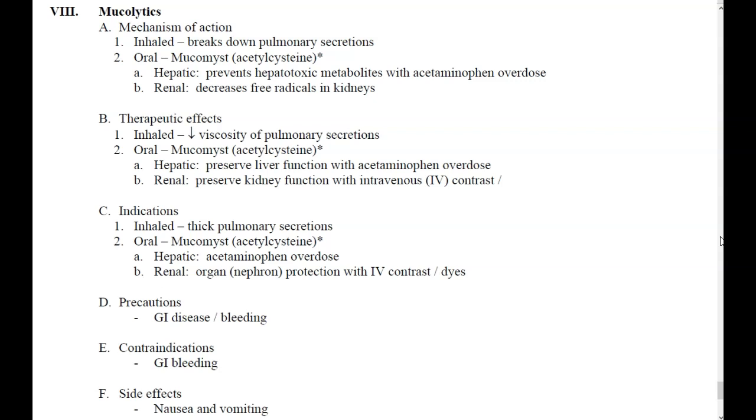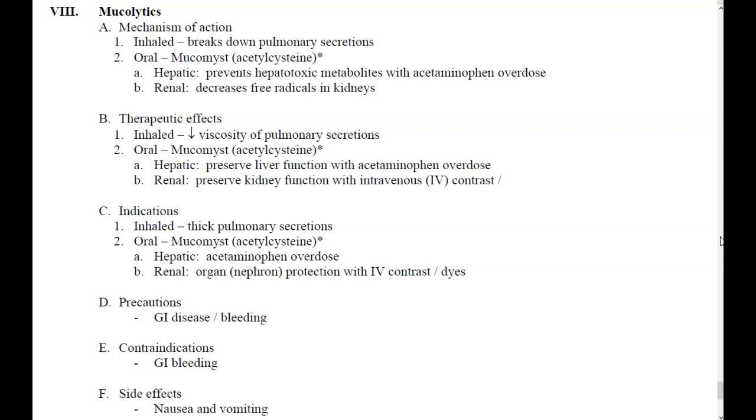So when it comes to the oral mucolytic, Mucomyst or acetylcysteine, on the hepatic side, it prevents hepatotoxic metabolites with acetaminophen overdose. This is not used a lot for this. What I've seen it used a lot for is renal issues. So it's used as a renal protective agent, especially when we're administering contrast dye in the hospital. This decreases free radicals in the kidneys.